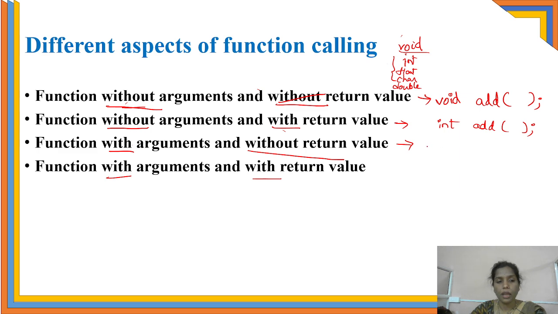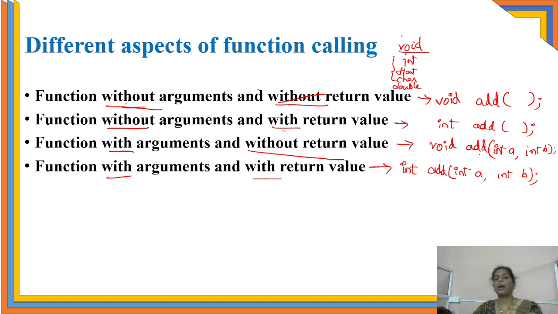Function with arguments and without return type. I want to add two numbers, two integers. So int a comma int b. This is the third type, and the last one, with arguments with return type. With return type means int add, int a comma int b. So these are the four different cases.